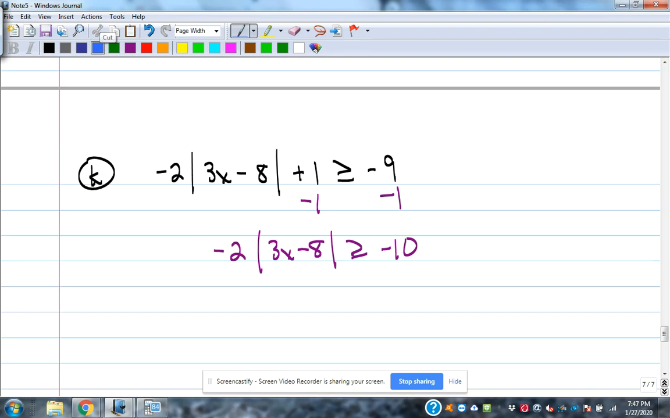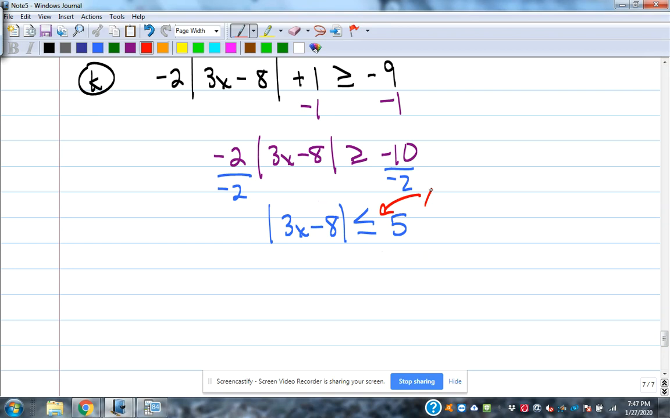And then divide by the negative 2. And when I divide or multiply by a negative with inequalities, the absolute value of 3x minus 8 flips the symbol, change the sign. So we get less than or equal to positive 5. So this becomes a what kind of problem? That's an and problem.